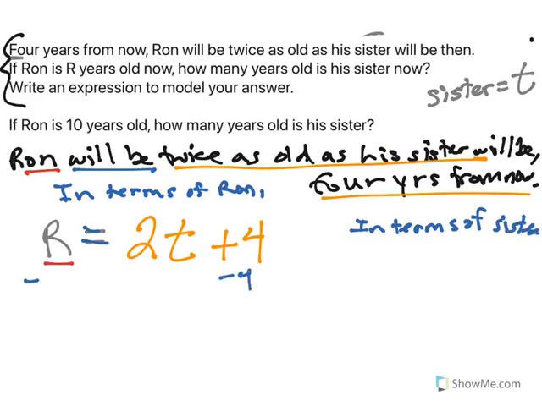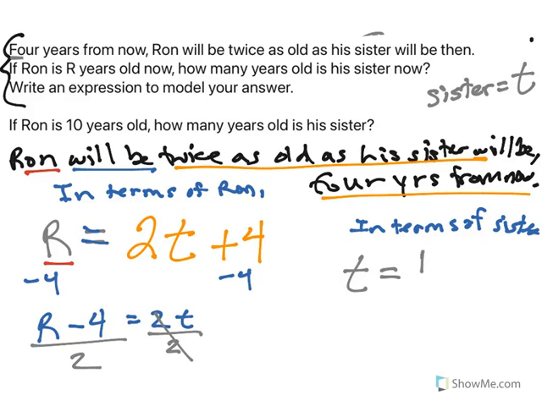So if we subtract 4 from both sides, I get Ron minus 4 equals 2t, and then we're going to divide both sides by 2. So in terms of the sister, it is (Ron minus 4) divided by 2. Okay, so that's an expression to model.